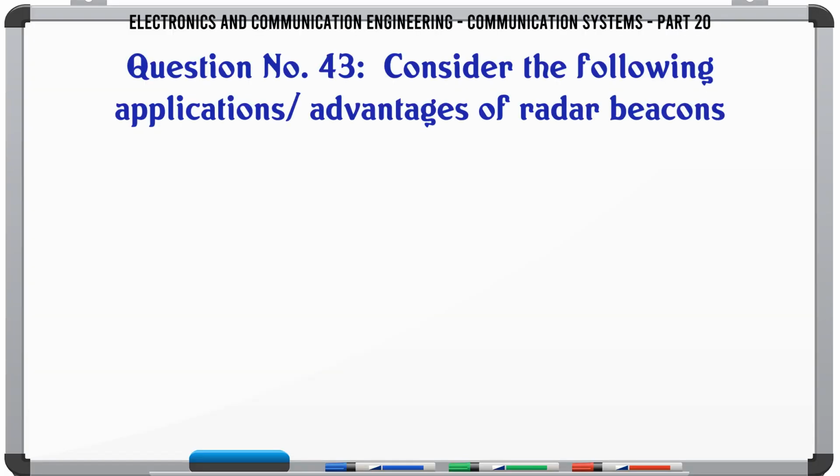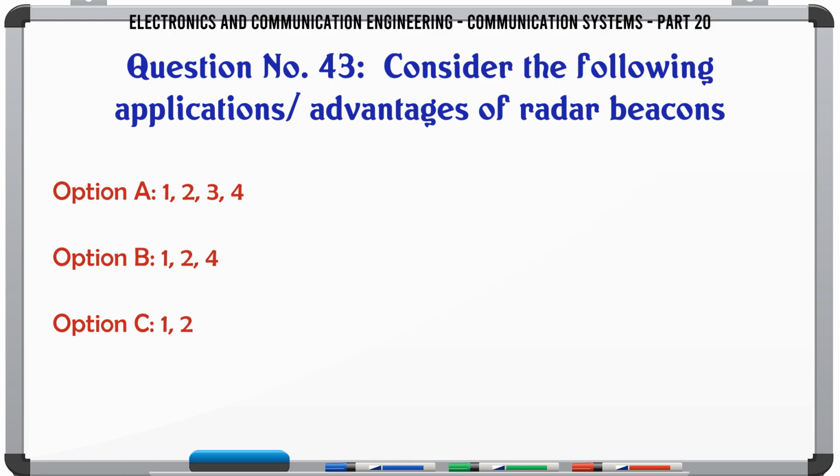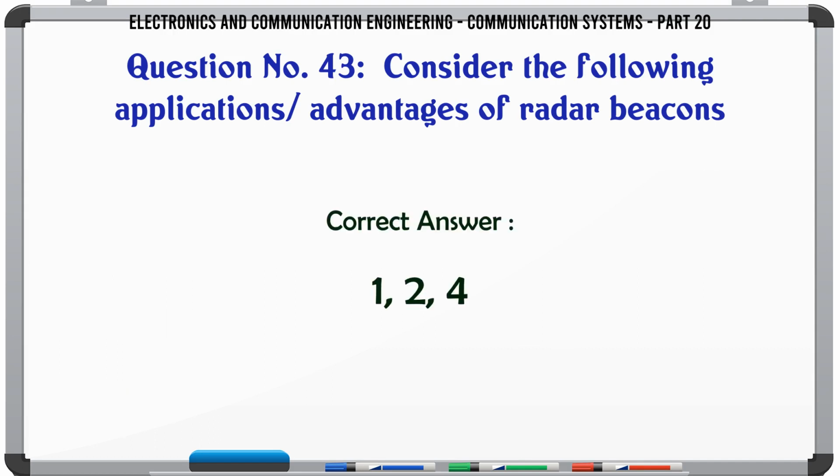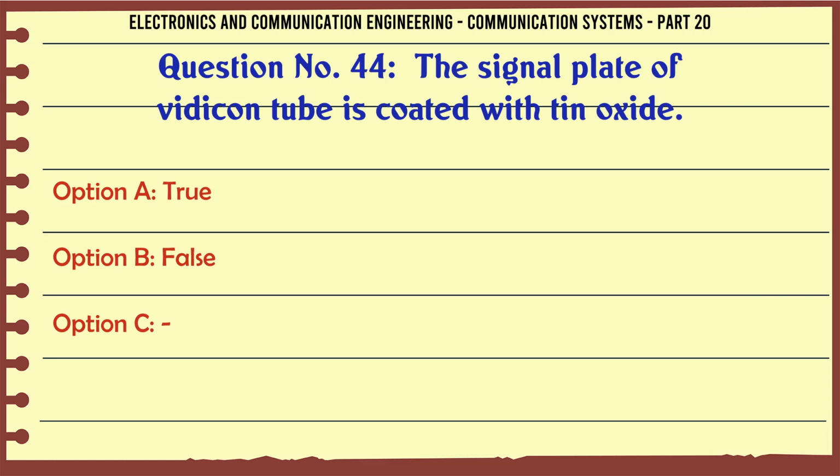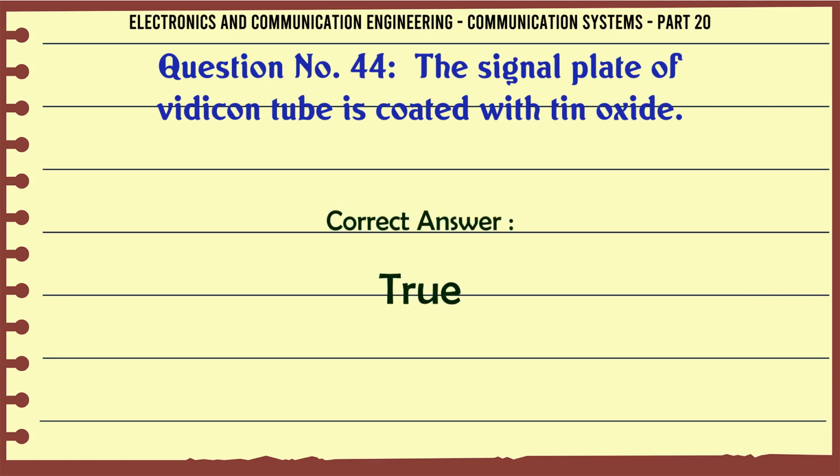Consider the following applications. Advantages of radar beacons. A. 1234, B. 124, C. 12, D. 234. The correct answer is 124. The signal plate of vidicon tube is coated with tin oxide. A. True, B. False. The correct answer is true.